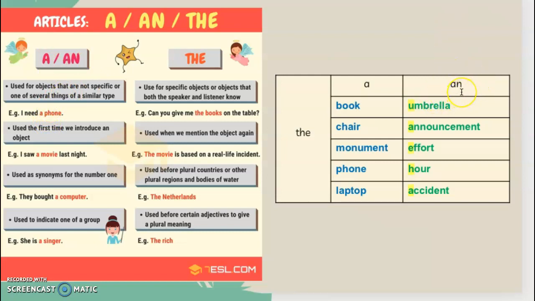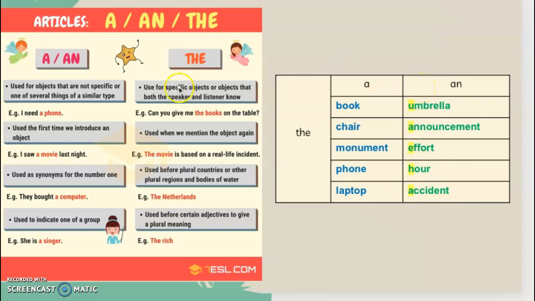We use an also for singular nouns, but the initial letter of the word must be a vowel: A, E, I, O, U. Except for "hour" here. We don't say "I need a hour." No. We say "I need an hour." Why? Because the pronunciation itself begins with an A, E, I, O, U sound. That's why we say "I need an hour" and "We will be here in an hour." The rest start with A, E, I, O, U.